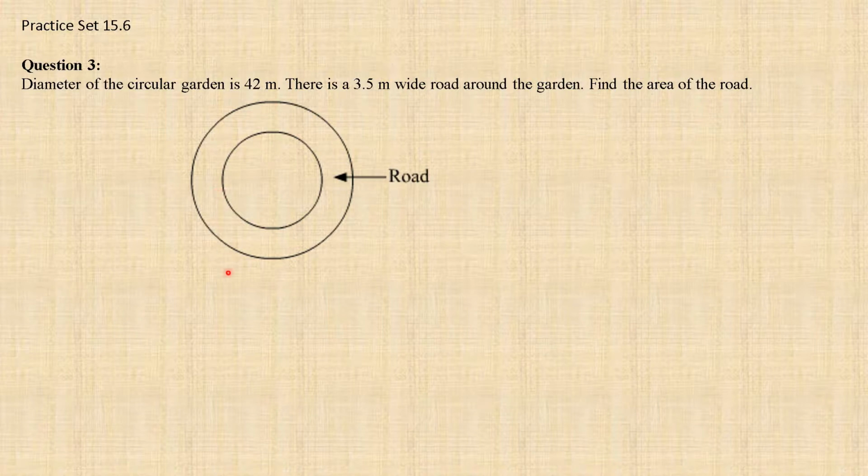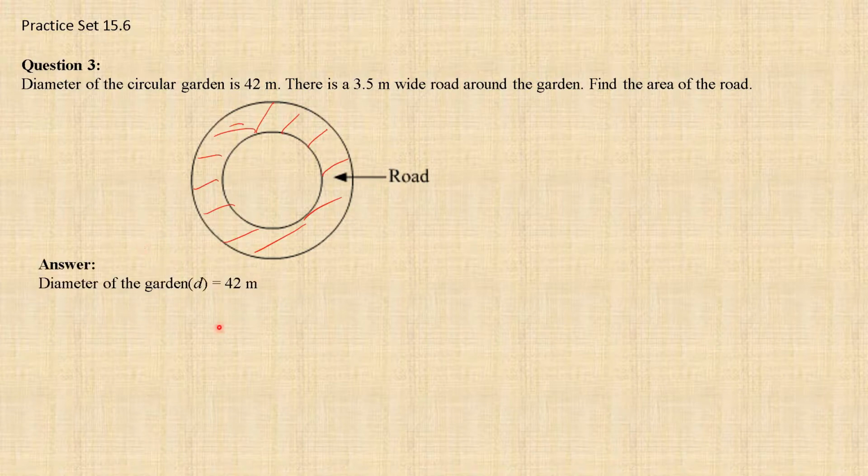So that can be done by finding the area of the bigger circle, then finding the area of the smaller circle and subtracting it. So once you subtract the area of the bigger circle minus the area of the smaller circle, we'll get the area of this portion here. So let us start with the solution.